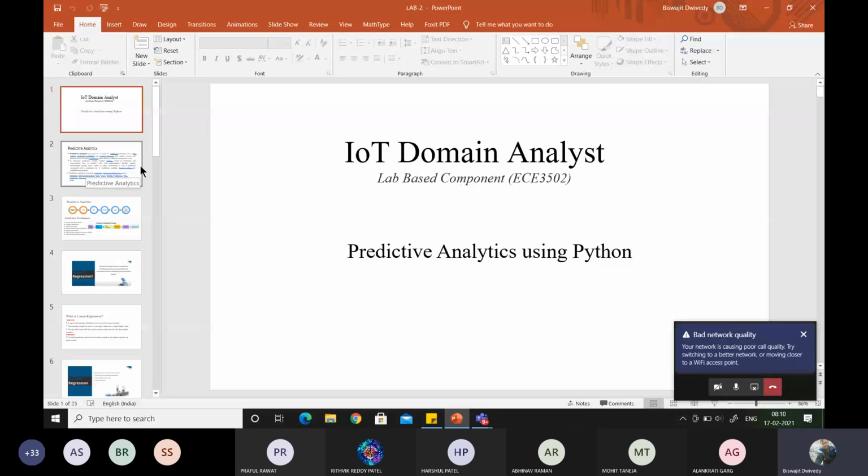Most of the time, I told you, just 5 to 10% of those data are used for controlling purposes. Controlling means controlling different devices or systems for which we are using that IoT system, and the rest of the data we are not using at all. So our objective in this subject is to use that data for different purposes. Basically it can be used for two purposes.